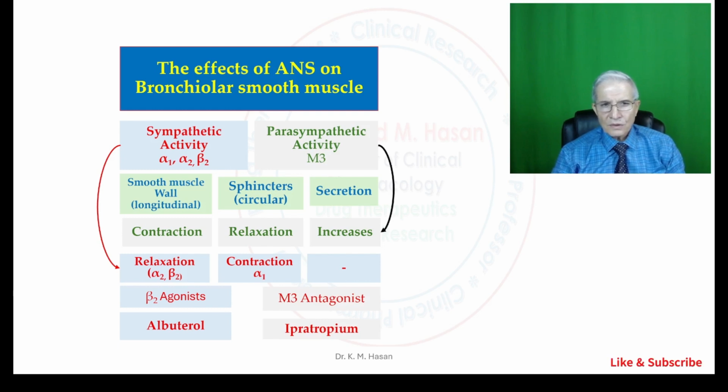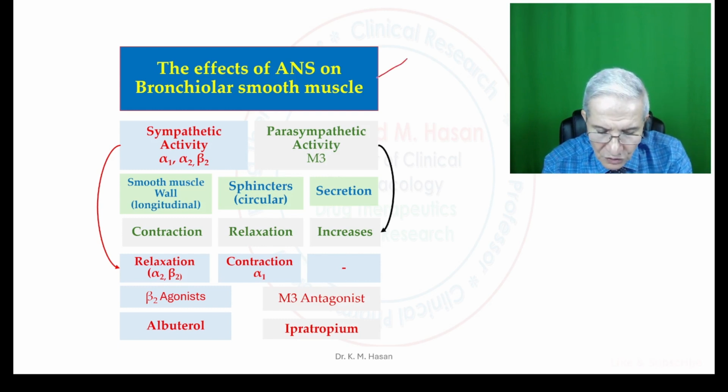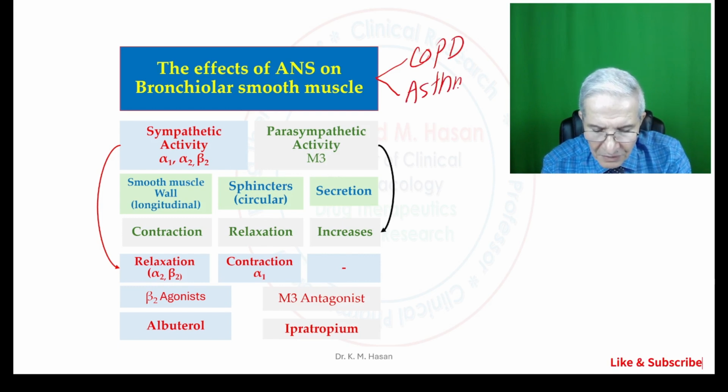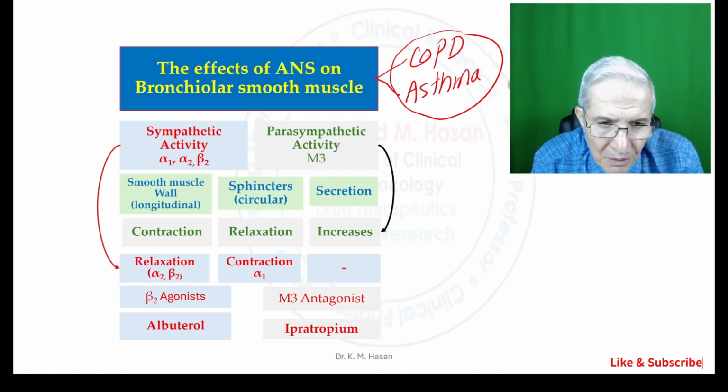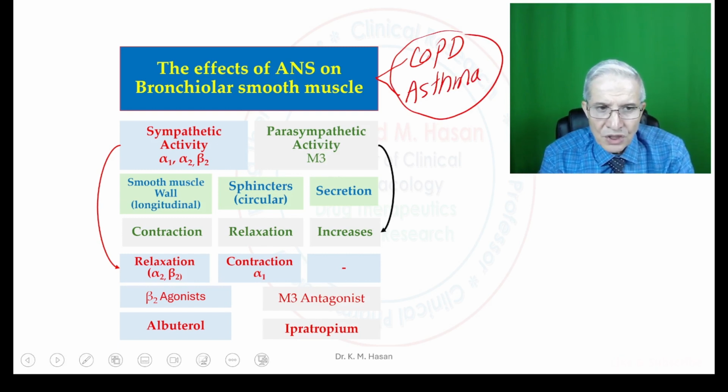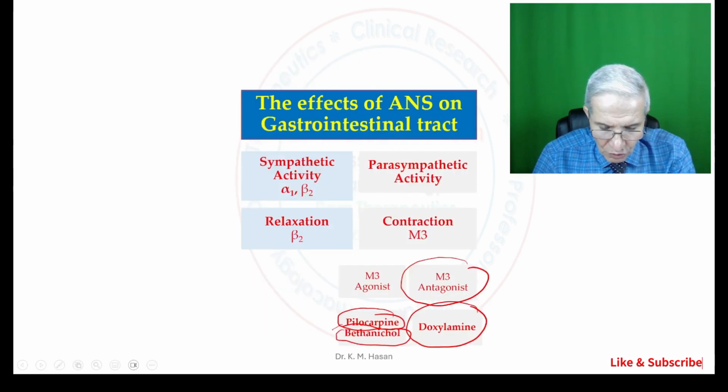Here in this slide, we are talking about the effect of the autonomic nervous system on the bronchial smooth muscles. A very important concept here, because this will affect two major diseases: COPD and asthma. We have medications belonging to this group of the autonomic nervous system. I will go back there to show you what we have.